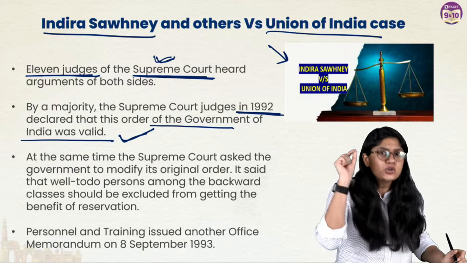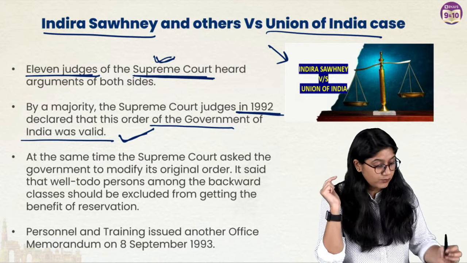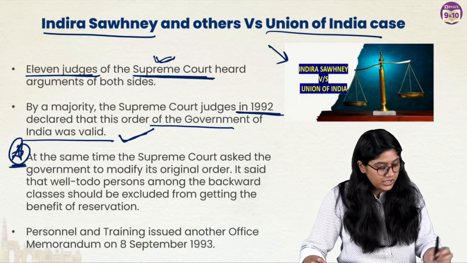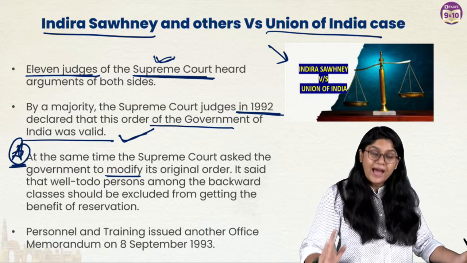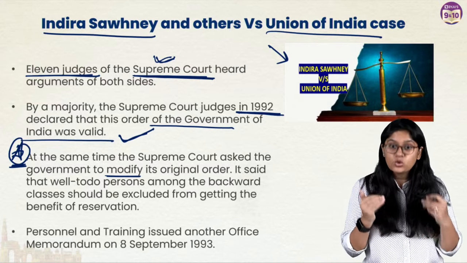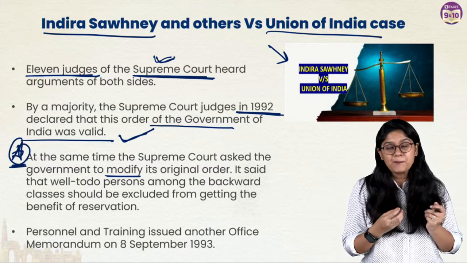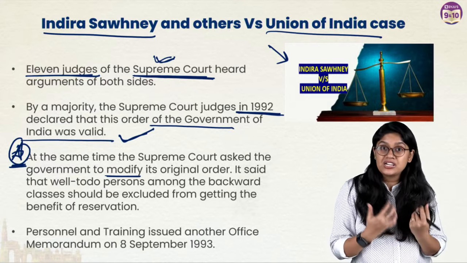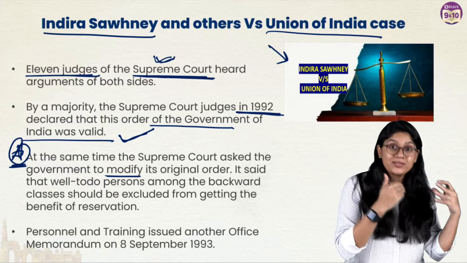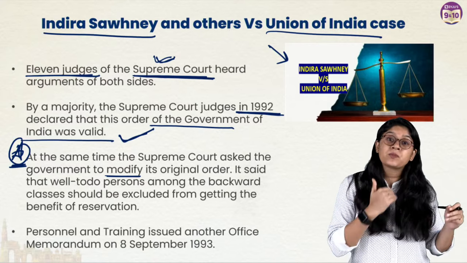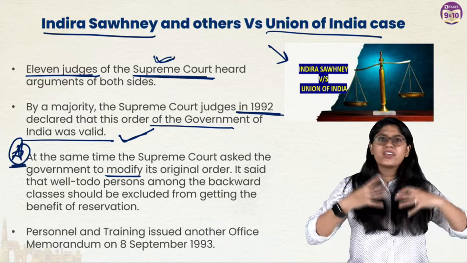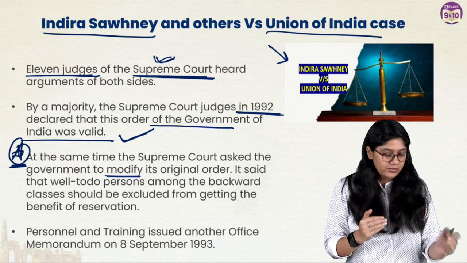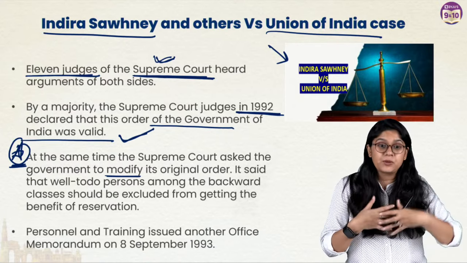But they said that you can change a few things here and there. And what are those things? Very important. What was their recommendation? They actually modified the original order. They said that people who are well-to-do, for example, there could be individuals who were socially and educationally backward at one point of time, but with their hard work and opportunities, they have grown financially and are very well educated. Now those people, if they fall under this, they'll be getting the reservation and going ahead.